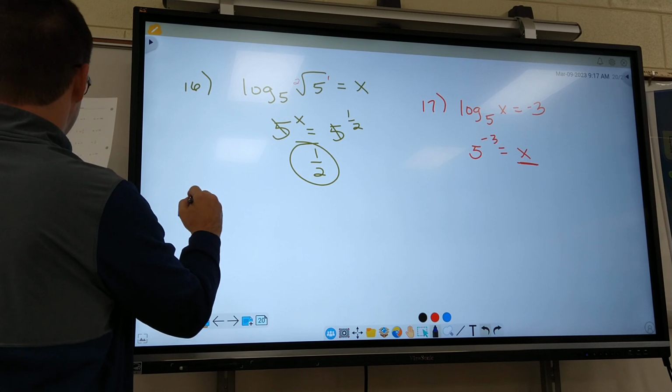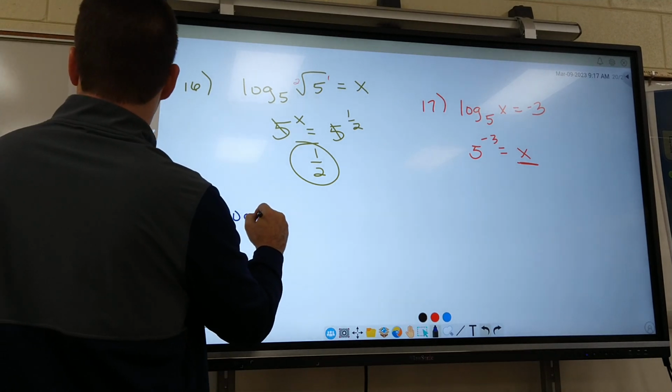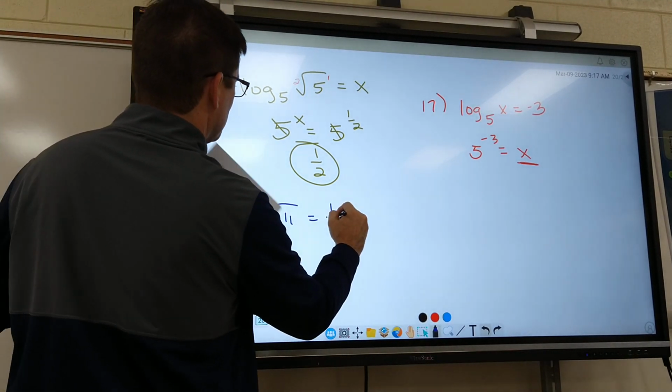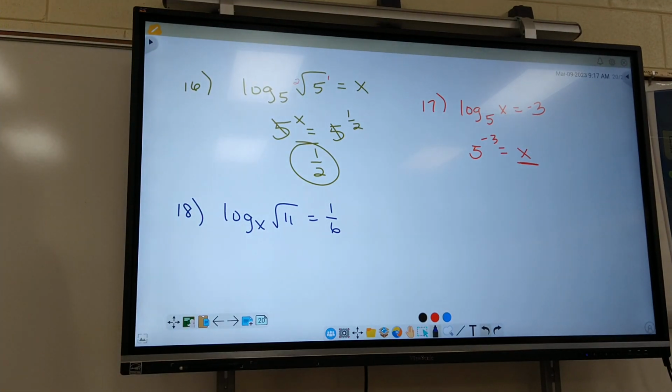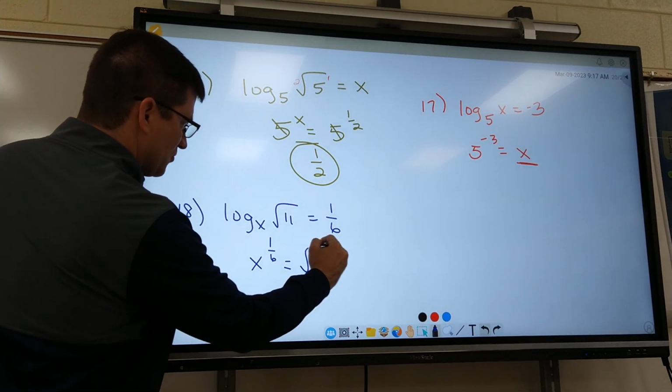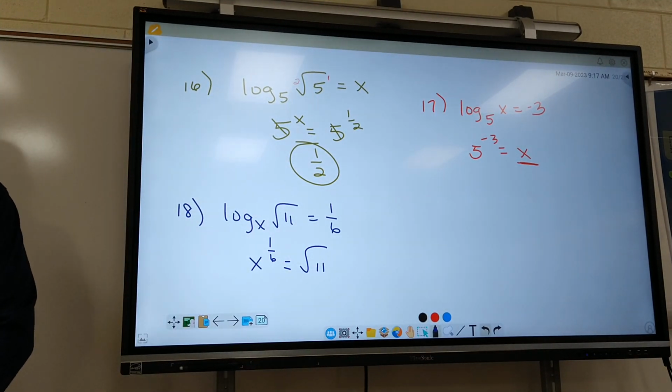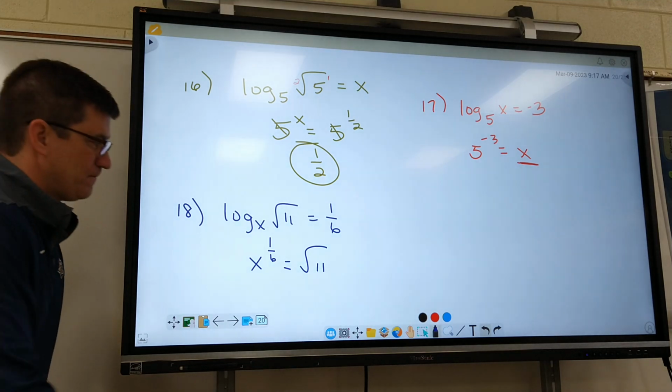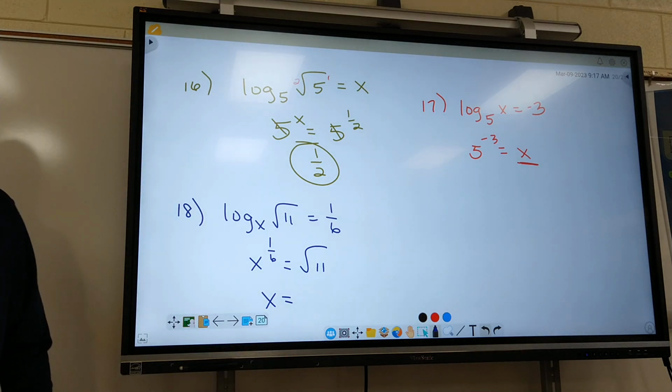All right, here's 18. Log base x root 11 equals 1/6. All right, this one's a little bit of a challenge. Set it up. X to the 1/6 equals root 11. Yeah, I hadn't showed y'all any like this. Wouldn't it be 11 with 1/2? Do y'all remember? Yeah, you can do it that way, but you don't have to.